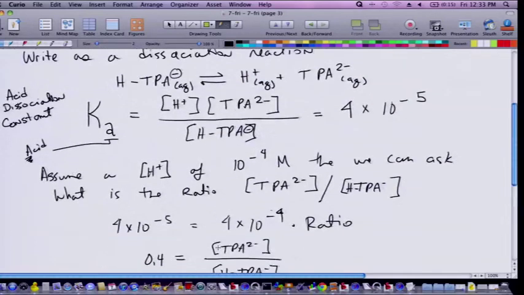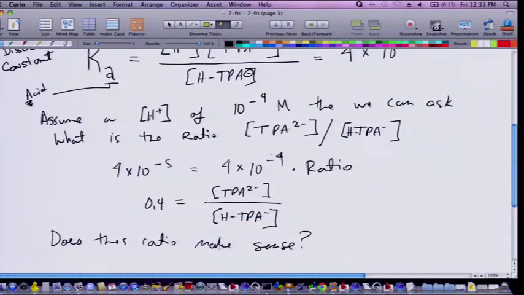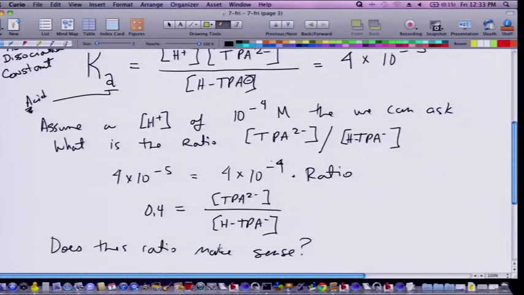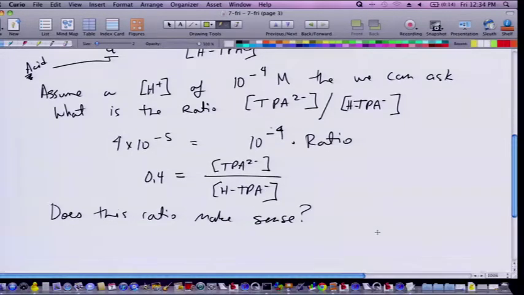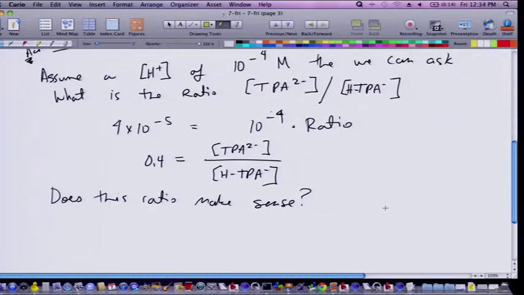Oh, should there be a 4 before? Should the hydrogen concentration be 10 to the minus 4th? Oh, that's a mistake. Yeah, you're right. Sorry. Yes, it's 10 to the minus 4th. It's just, okay, pH 4. We'll get to that in a minute, but yes, you're right. That's how you end up with 0.4. Okay, thank you. So now this ratio makes sense, right?